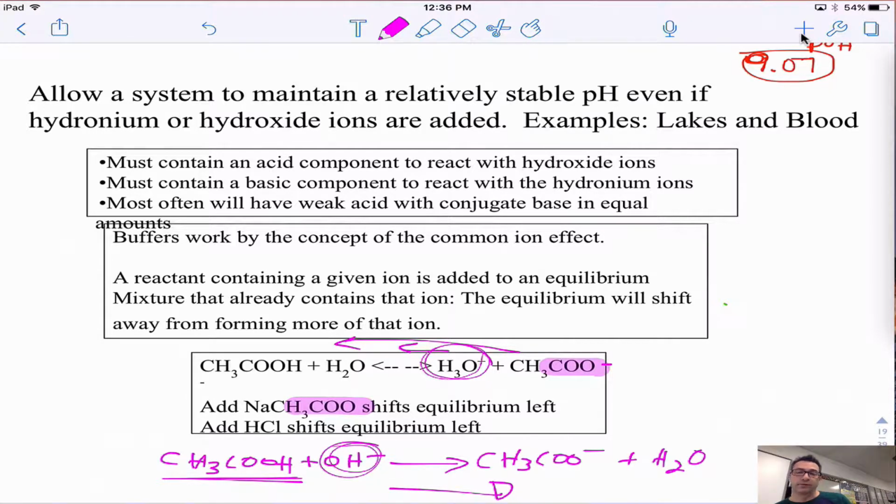That is why a buffer needs both an acidic and a basic component. The idea is that this way the pH will stay constant. If the acid or base didn't have anything to react with, well, then we'd have a problem. We'd have a situation in which the pH would change drastically. But here, if we have a basic component, the acetate ion reacting with the H3O+, it'll absorb that H3O+. If we have an acidic component, like acetic acid, reacting with hydroxide, that'll absorb the hydroxide.